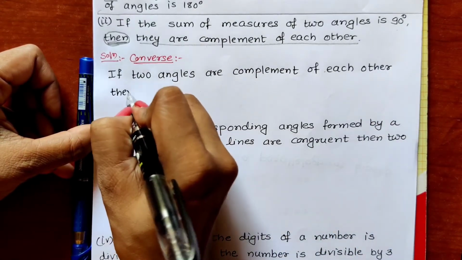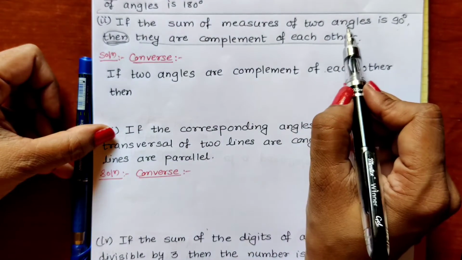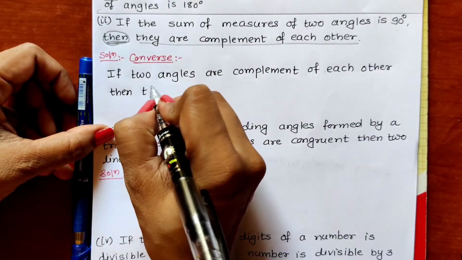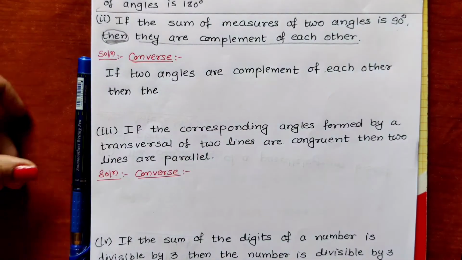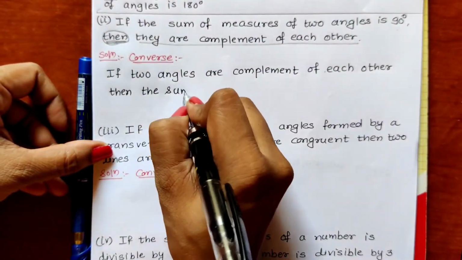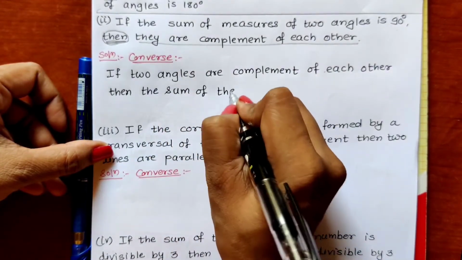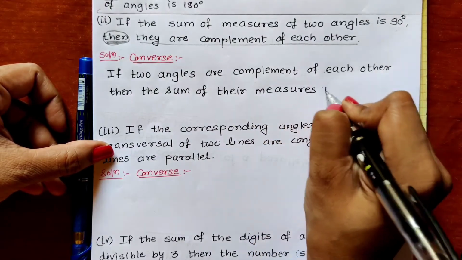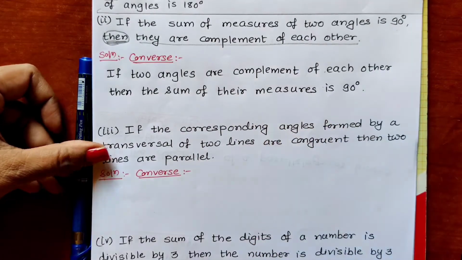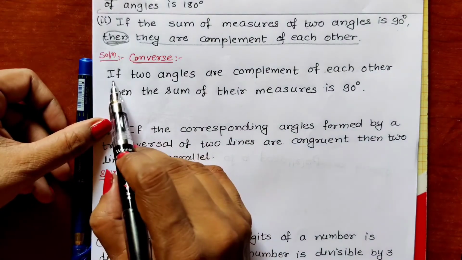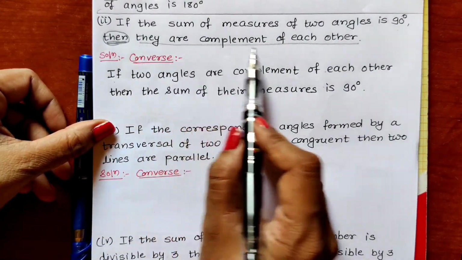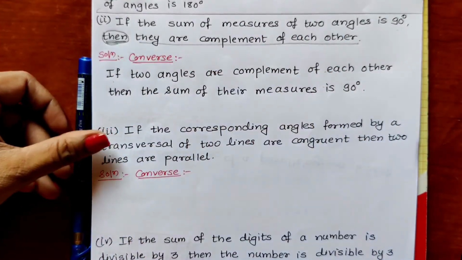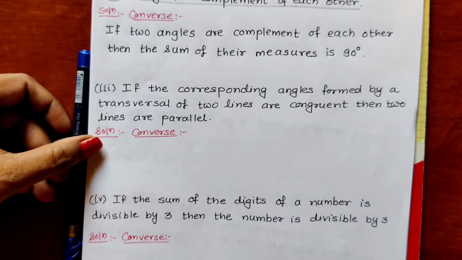Then what should be written? Then the sum of measures of two angles is 90 degree. Then the sum of their measures is 90 degree. Okay, so after if we have written this sentence, and after then we have written this sentence, we have interchanged. Okay, now let us see the third one.